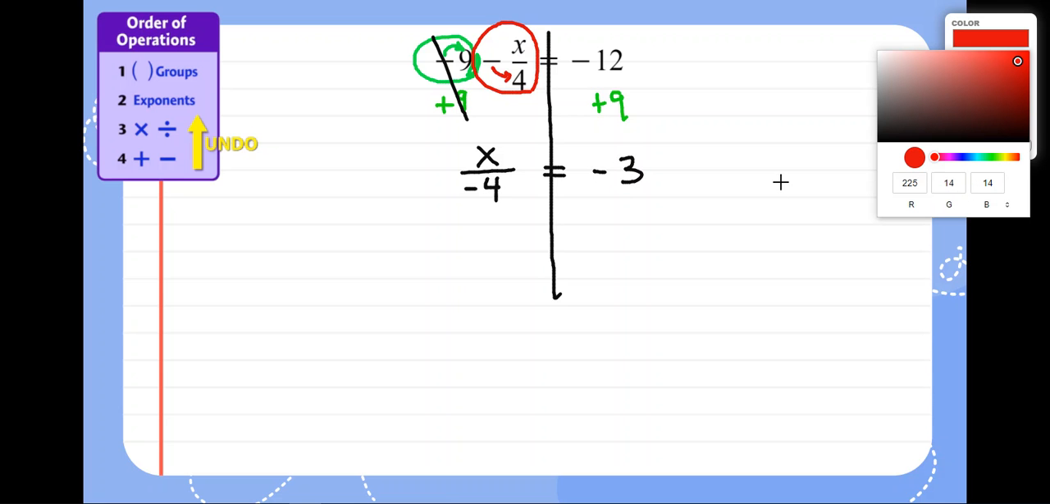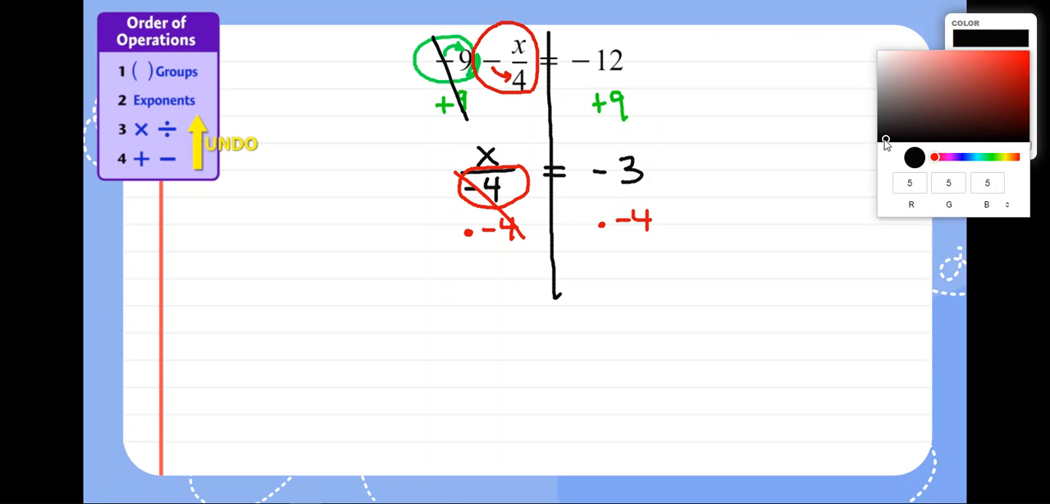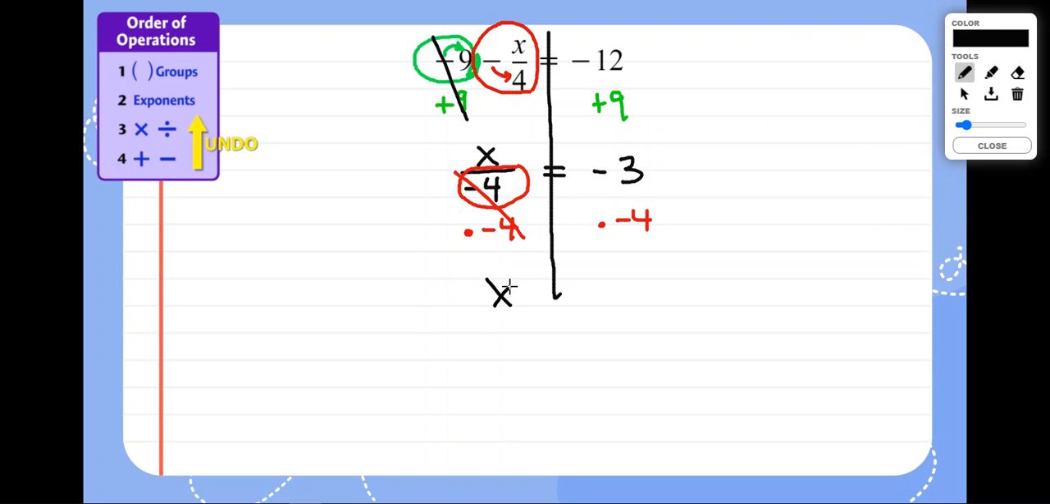So now we're going to get rid of the division of negative 4 by multiplying by negative 4. That's going to cancel out, and we're left with x is equal to negative times a negative is a positive, so positive 12.